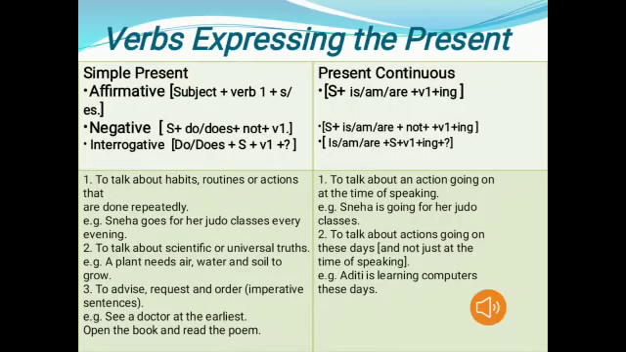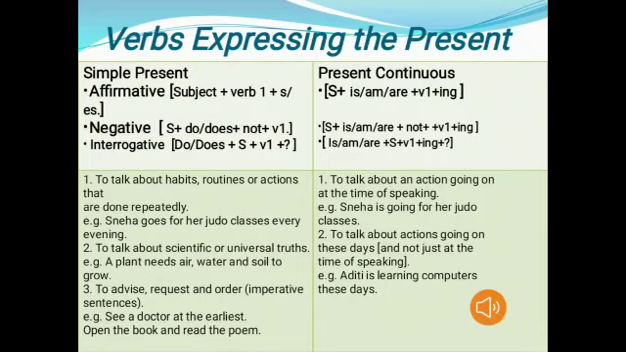And now see the second part of present continuous tense. Present continuous tense, second part is to talk about actions going on these days and not just at the time of speaking. It should also be kept in mind that present continuous tense is not only used at the time of speaking, but when something is going on these days, at that time also we use present continuous tense.